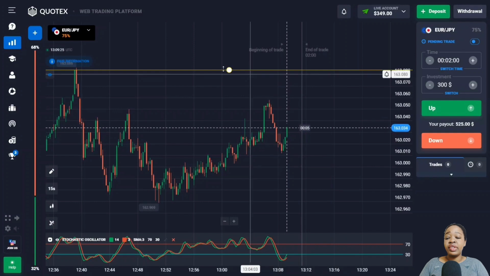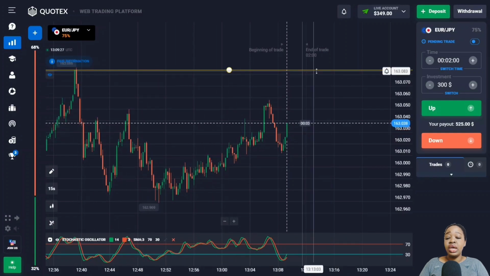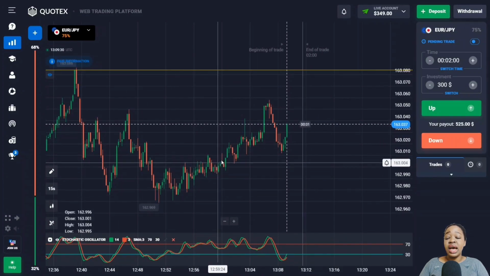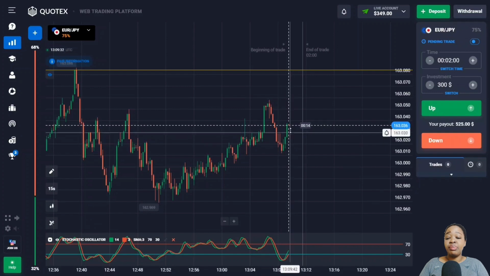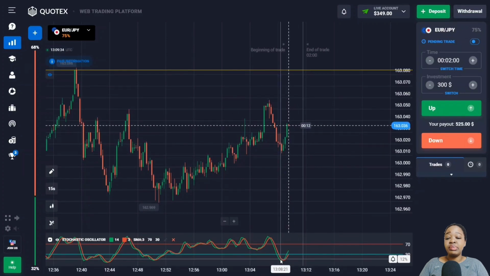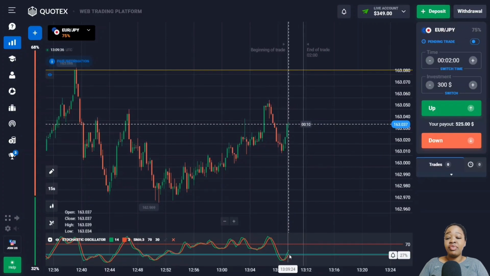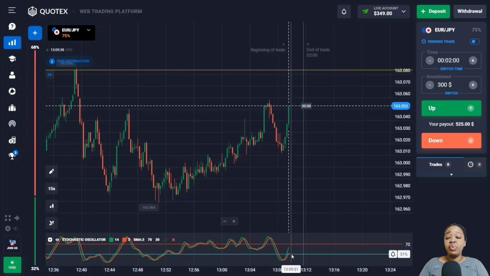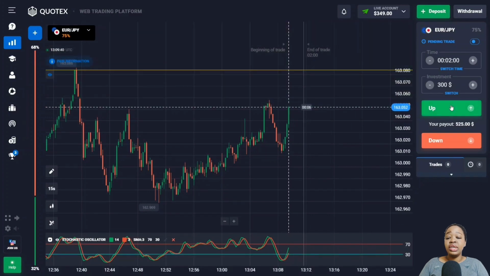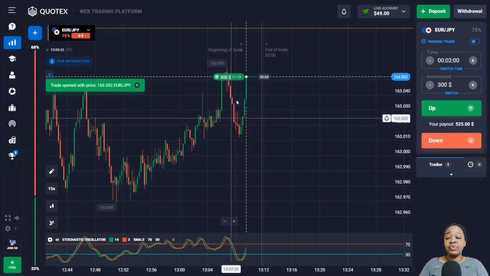So here we have the resistance level at the top. You can see that there is an uptrend at the moment. The price is approaching our level. At the same time, you can see that the moving averages cross the horizontal line with the mark 30 from bottom up. So here I'm going to open a trade for a raise for 2 minutes.